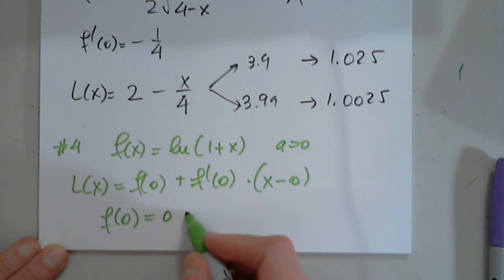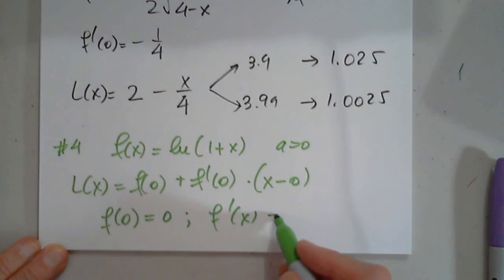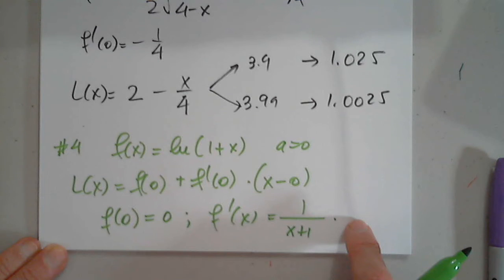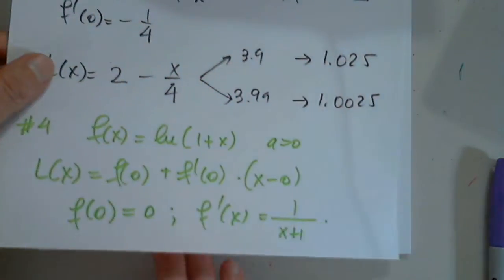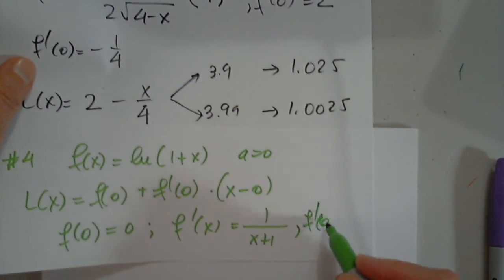Zero. Thank you very much. Very good. So can anyone give us the derivative for that? 1 over 1 plus x. Excellent. Times the inner function prime, which is? 1. Excellent. That's it. So then let's find also f prime of 0.